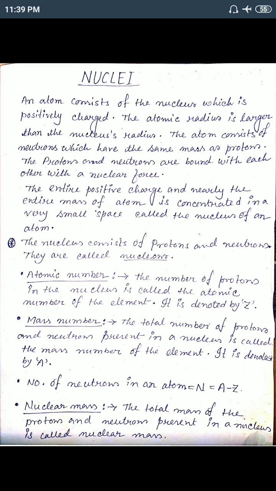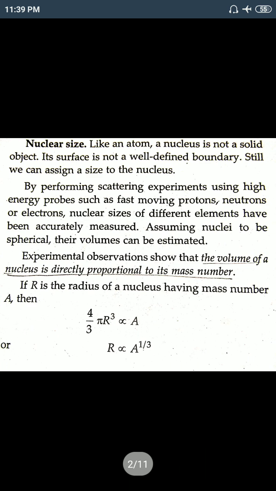Now nuclear mass. The total mass of the protons and neutrons present in the nucleus is called nuclear mass. Total mass of the nucleons present in a nucleus is called nuclear mass. Nuclear means mass of the nucleus. So the nucleus consists of protons and neutrons, and the total mass of protons and neutrons, or the nucleons, is called nuclear mass.